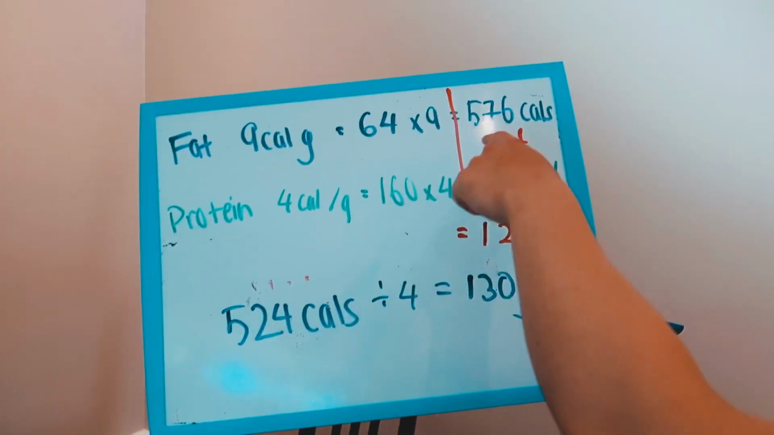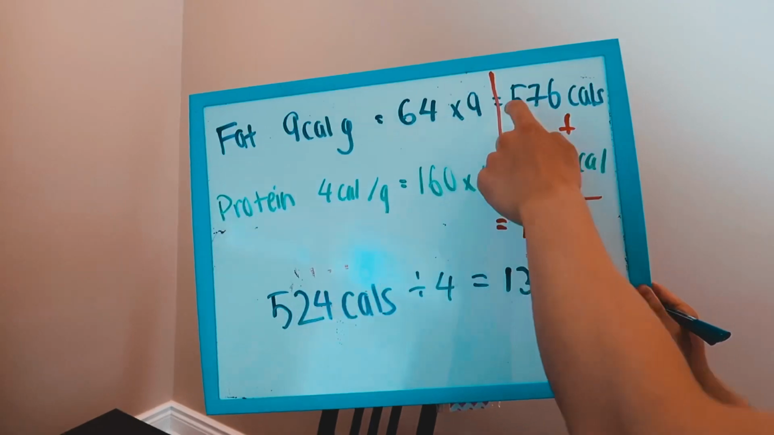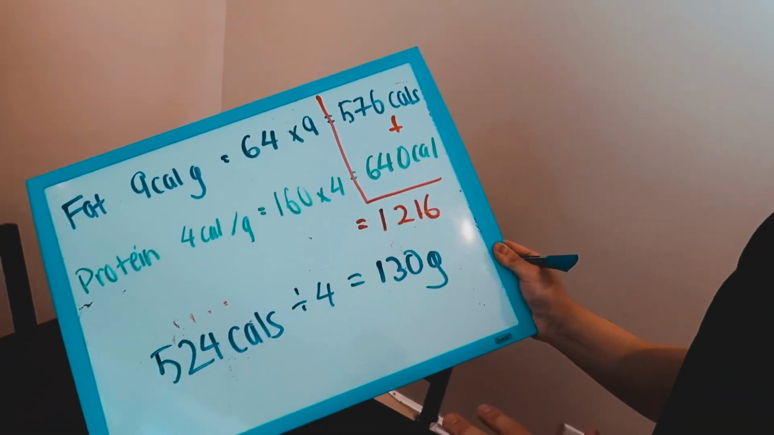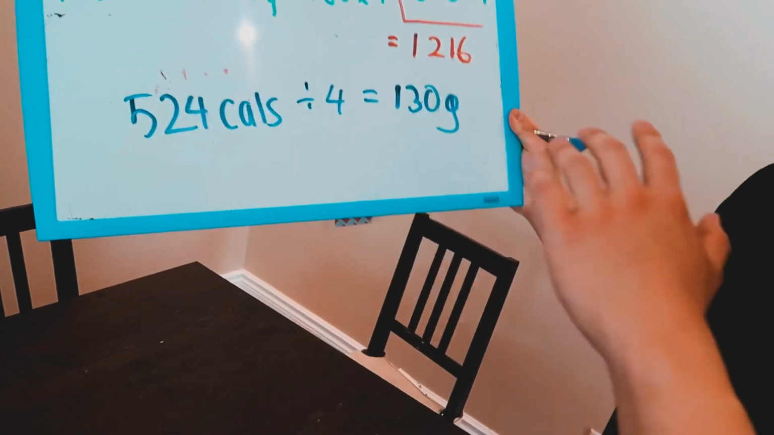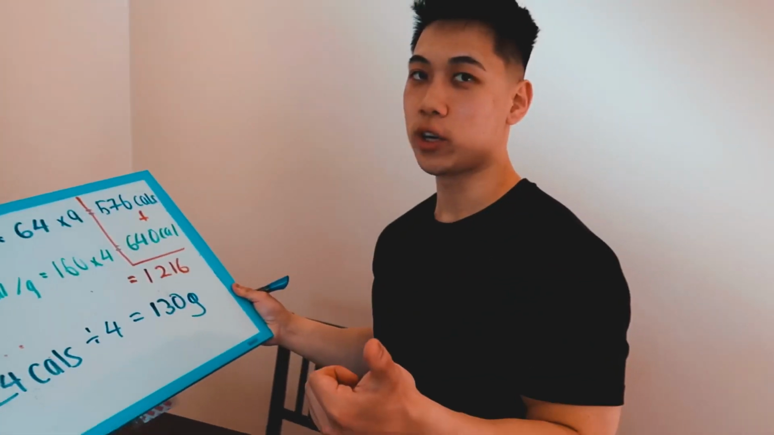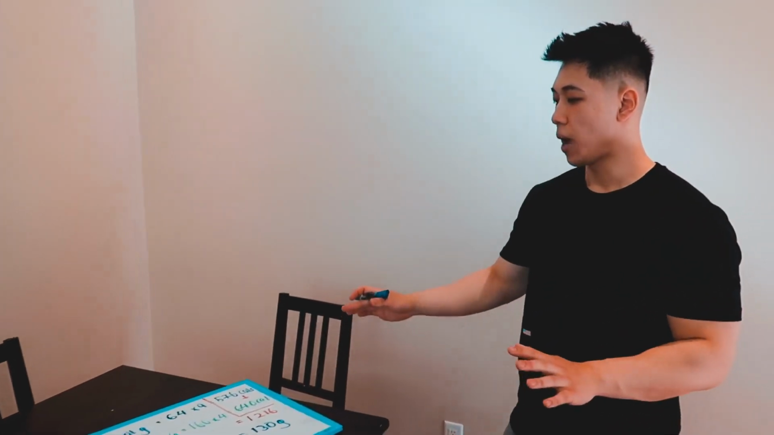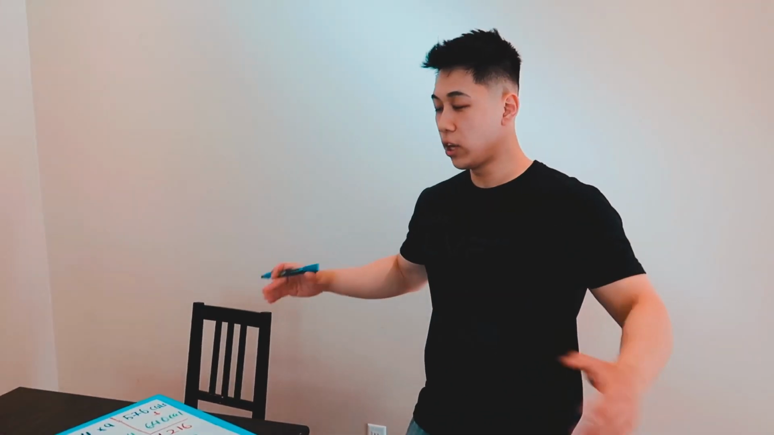So that's these whole calories here, 576 plus 640 plus 524 equals his caloric intake for the day to be in the caloric deficit. Okay, 1740, baby. All right, so now I'm gonna show you everything really quickly, what we did.